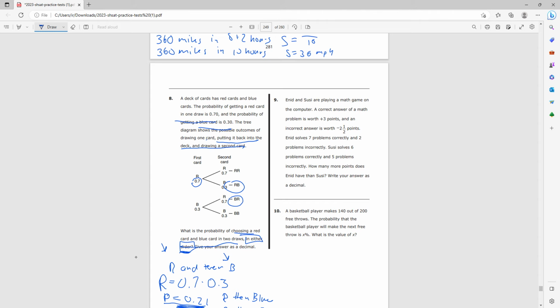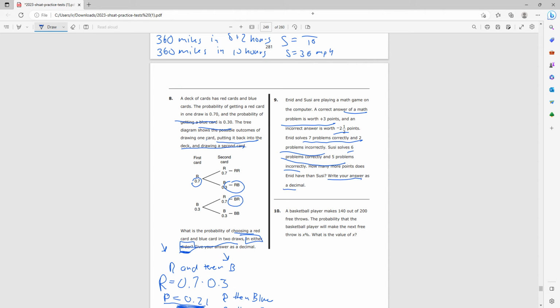So number 9, it says that Enid and Susie are playing a math game on a computer. A correct answer of a math problem is worth 3 points, and an incorrect answer is worth negative 2.5 points. Enid solved 7 problems correctly and 2 problems incorrectly. Susie solved 6 problems correctly and 5 problems incorrectly. How many more points does Enid have than Susie? Write your answer as a decimal.